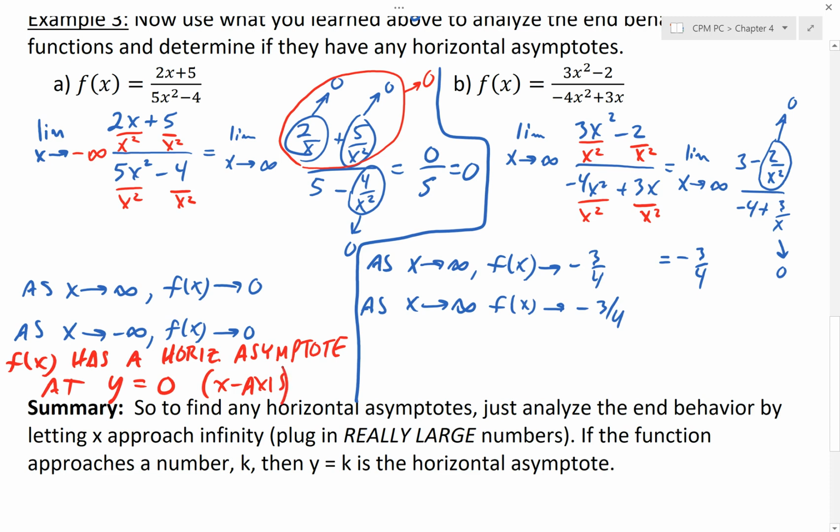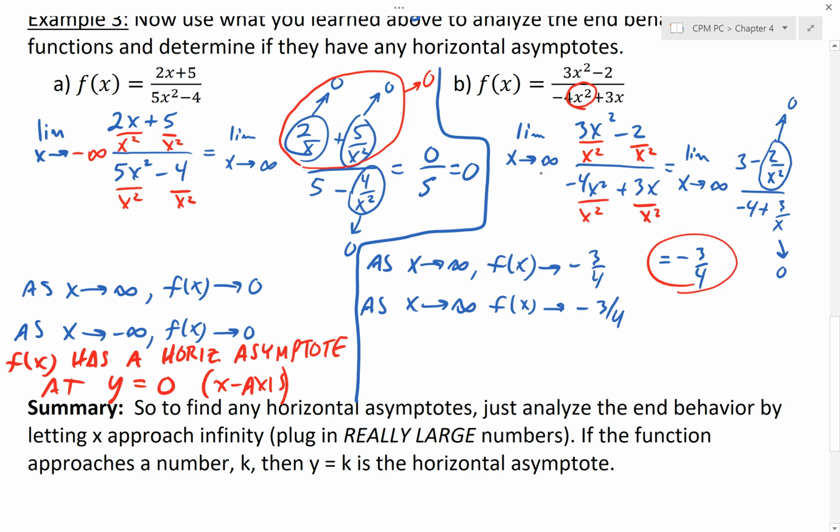Okay, and then part B, we do the same thing, divide everything by x squared because that's the highest power of x that I see in the denominator. And I end up with a 3 in the top and a negative 4 in the bottom. Everything else is approaching 0. So as x approaches infinity, I just get negative 3/4. The limit is equal to negative 3/4.